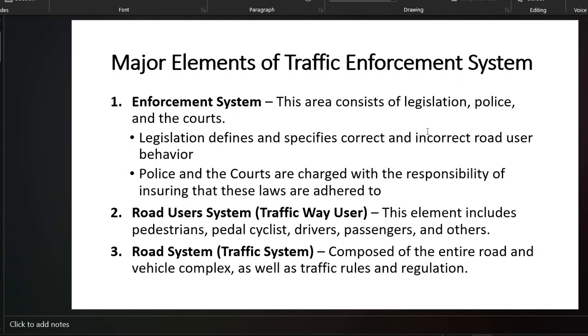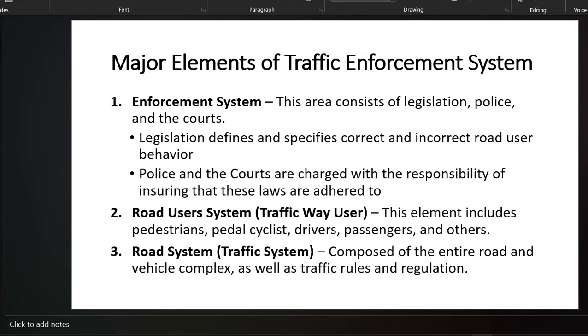Okay? Number 2, road user system or the traffic way user. This element includes pedestrians, pedal cyclists, drivers, passengers, and others. So, lahat ng mga gumagamit ng ating kalsada, including the pedestrians. So, ngayon, sa kalsada natin, bukod sa mga wheels, meron na ring lane intended para sa mga motor, cycles, and sa mga bicycle lanes.